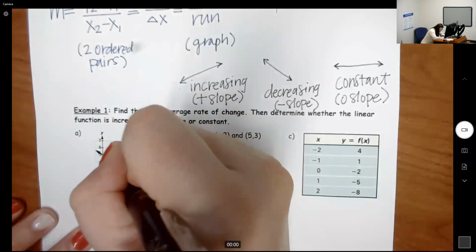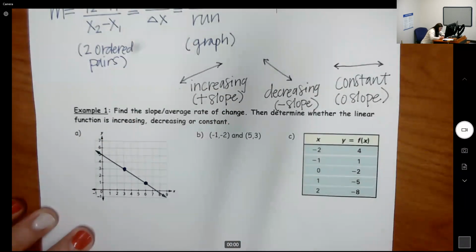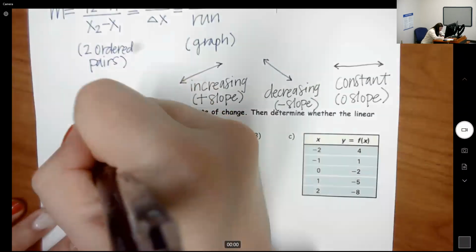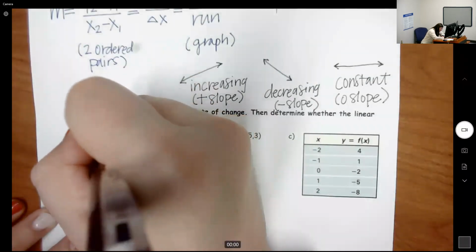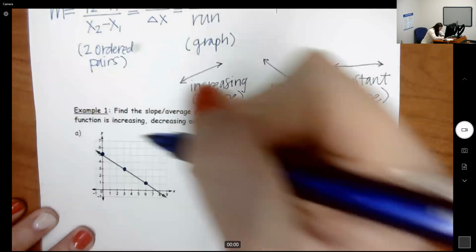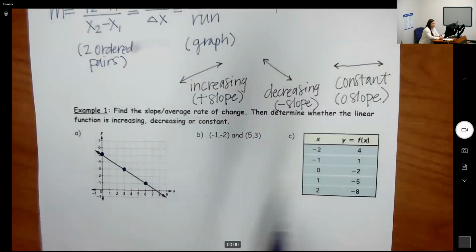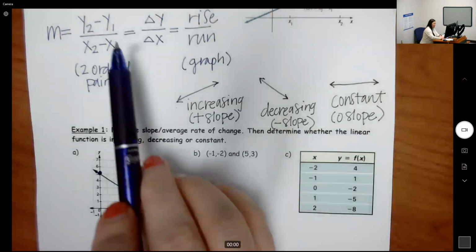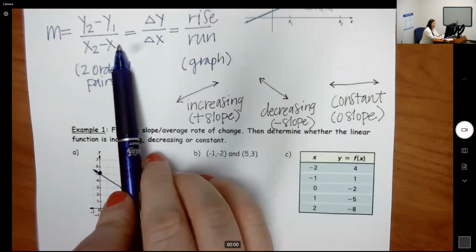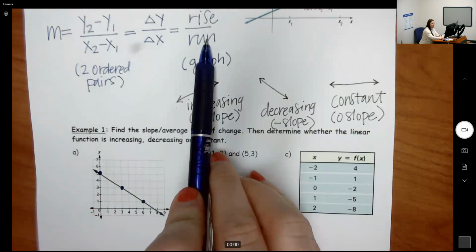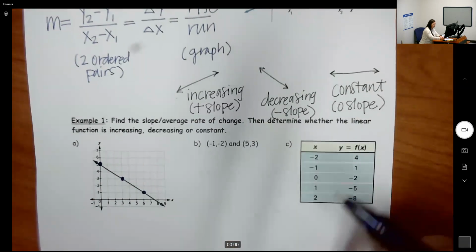And I have a point right here at 3, 3, and it looks like one right here at 0, 5. So we could take any of these 3 points and we could use this formula here, but because it's already on a graph, let's count our rise and let's count our run.